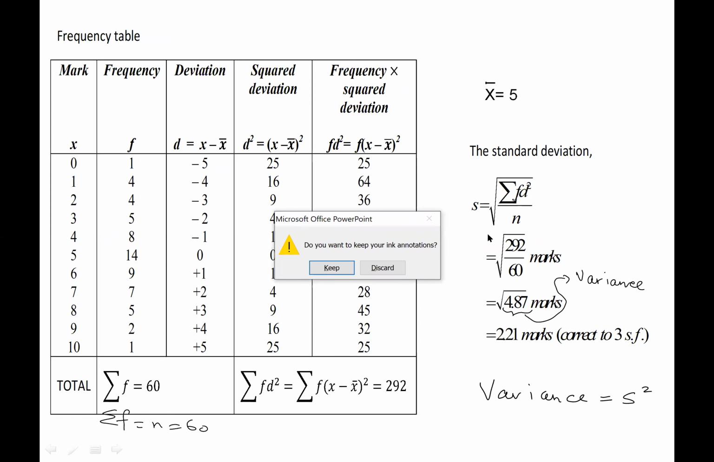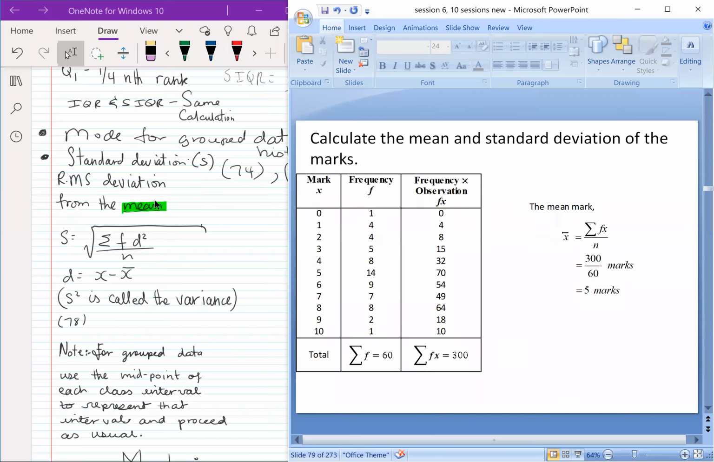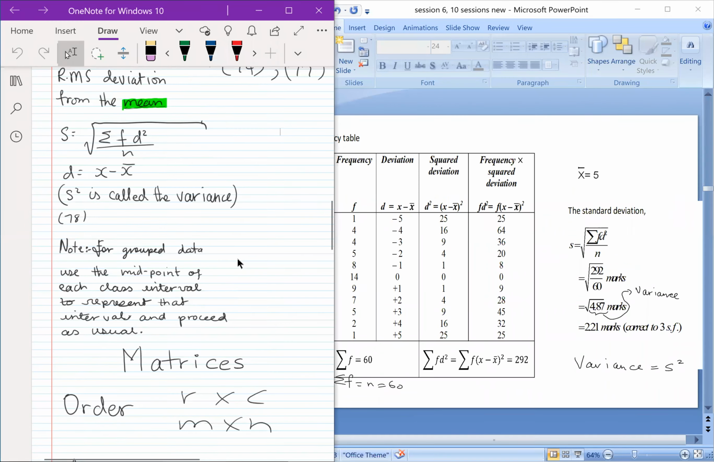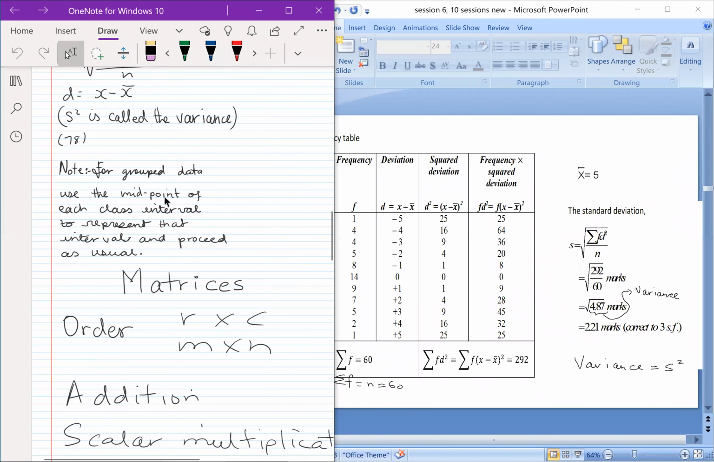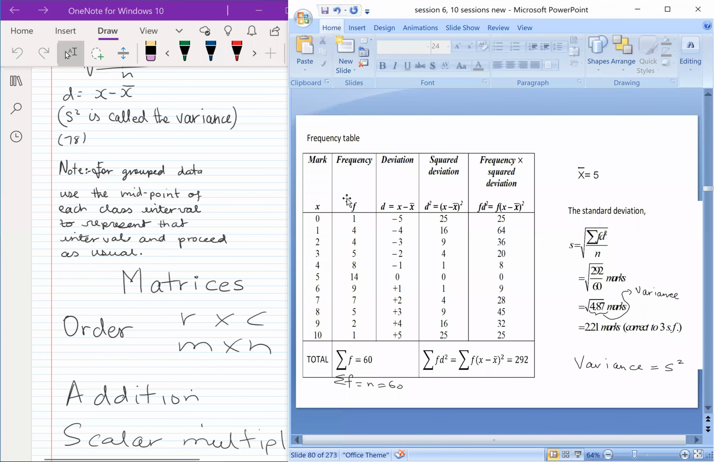There's something else you need to know, which is that in standard deviation for group data, because sometimes you get group data. The one that we did just now was not group data. This was normal data, 0, 1 to 3. But anytime you have intervals like 0 to 10, 11 to 19, 20 to 29, that's group data.